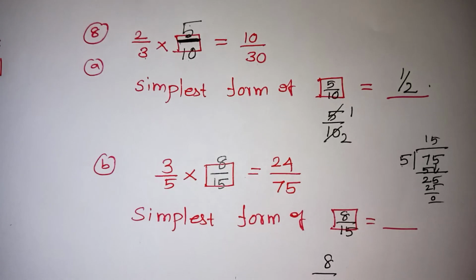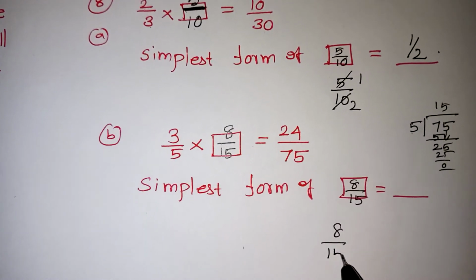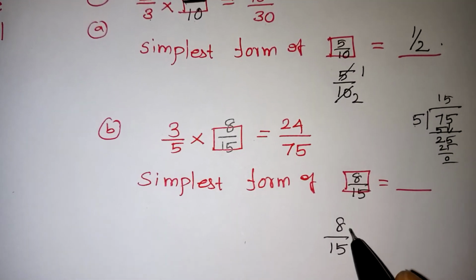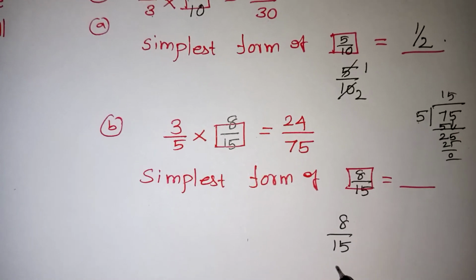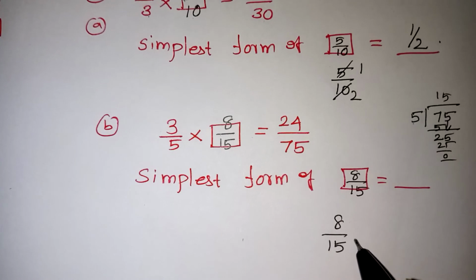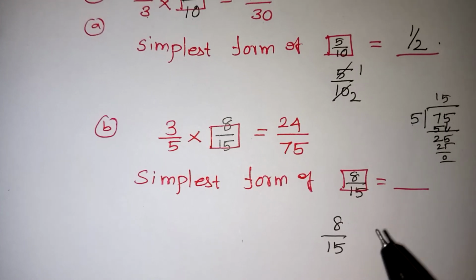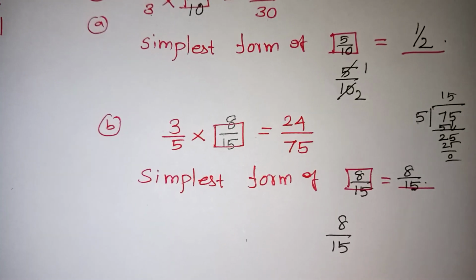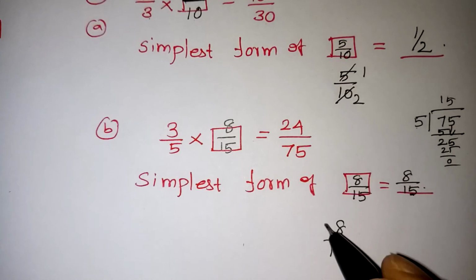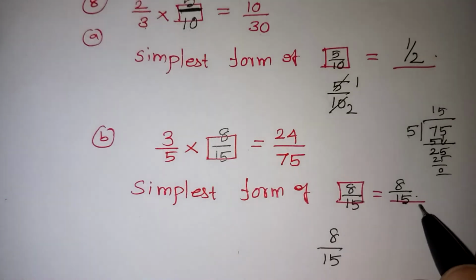Now for 8/15 they have asked you to write the simplest form. Will 8 and 15 come in any common tables? We have to think. It will not come in any common tables. It is already in simplest form. You can write it as it is, 8/15. 8/15 is your final answer because it's already in simplest form. There is no common table for 8 and 15. We are writing it as it is.